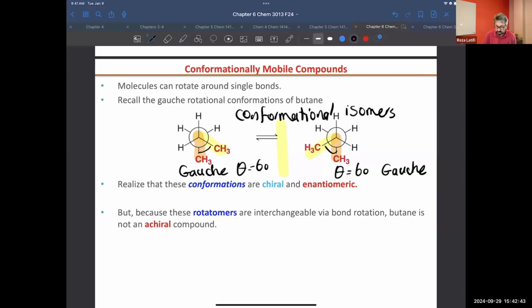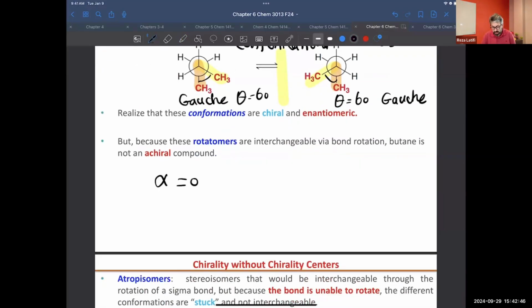So you are not going to get any rotation. Rotation is going to be 0, and we say non-active, or optically not active. You are not going to see any chirality, okay? Because rotation around a single carbon-carbon bond is feasible.